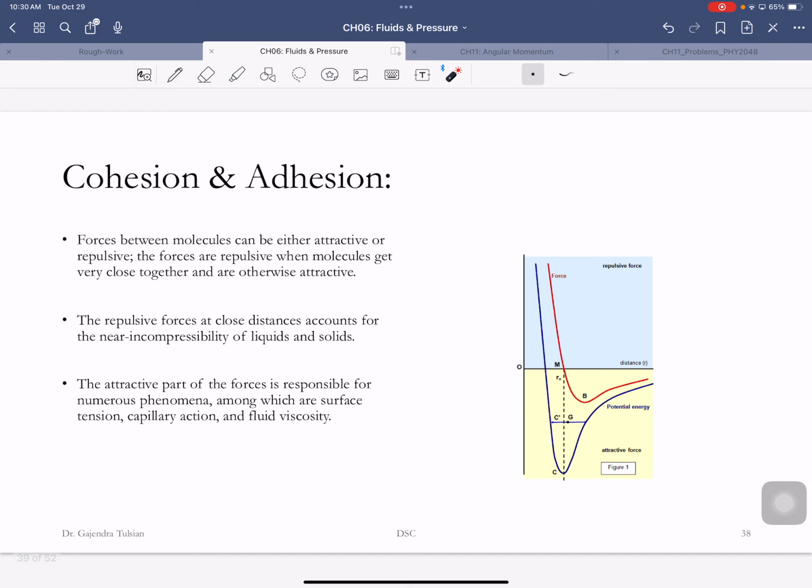Now we'll talk about cohesion and adhesion. Cohesion is the force between two similar molecules. So here's a water molecule, here's a water molecule, here's a water molecule. If they're too close to each other, they'll repel each other. But above a certain distance, they will attract each other. This is called a cohesive force.